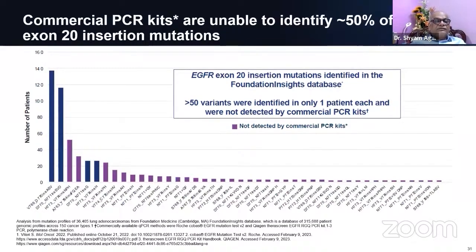Because there are several of these, the commercial PCR kits are unable to identify approximately 50% of EGFR insertion mutations, and the Foundation test is able to pick up a large number of mutations. So I think you need an NGS. The answer is very, very clear if you really want to focus on EGFR 20 insertion mutation. Next.